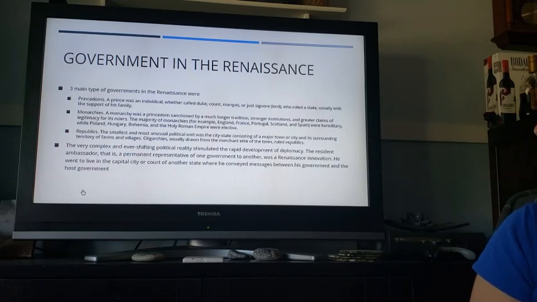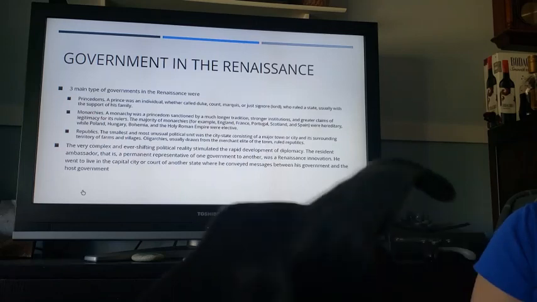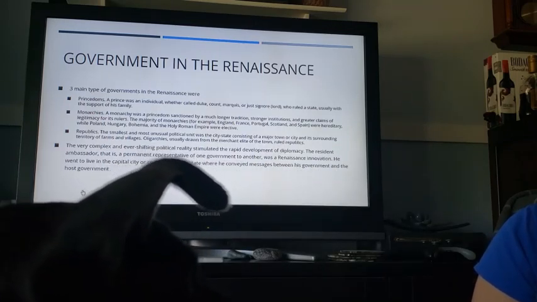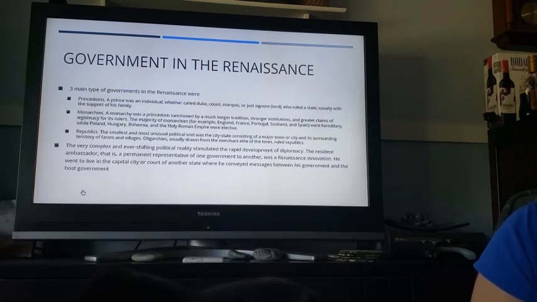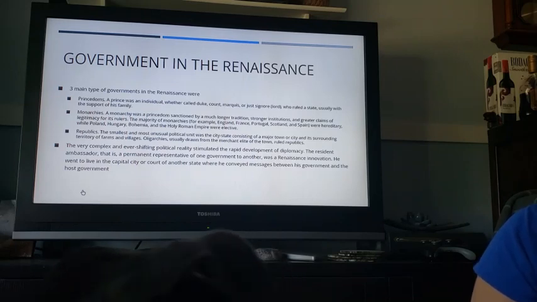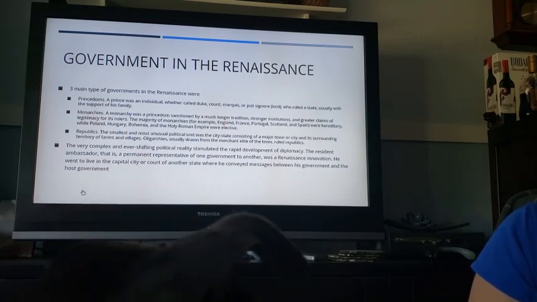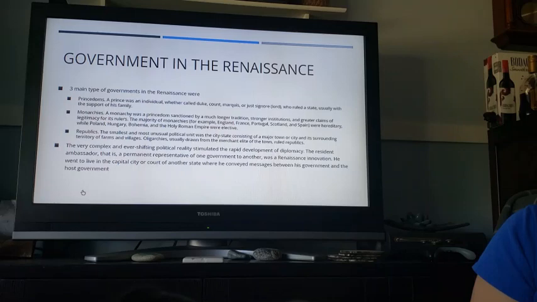So the resident ambassador, that is a permanent representative of one government to another, was a Renaissance innovation, and this is still something that we use today. So that's a big change. He went to live in the capital city or court of another state, where he conveyed messages between his government and the host government, trying to create an atmosphere of assistance and wanting to help each other out.